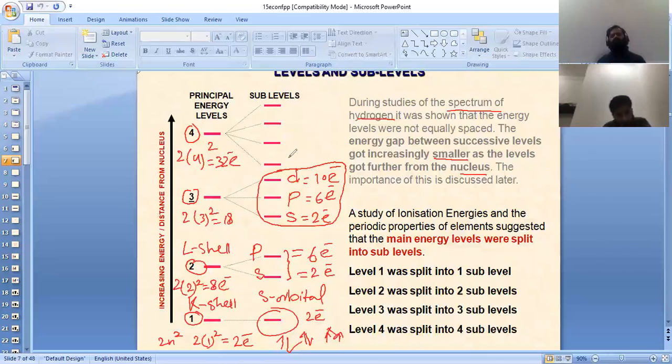The actual rating was S, P, D and F. In S, how many electrons? Sir, 2 electrons. P maximum? 6 electrons. D maximum? 10 electrons. And F maximum? 14 electrons.